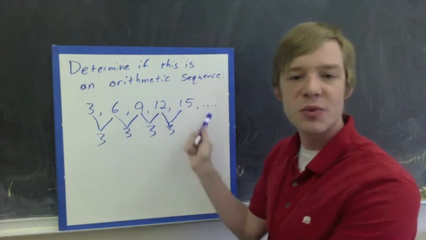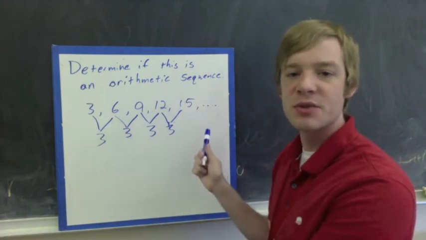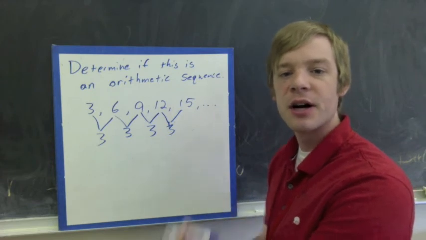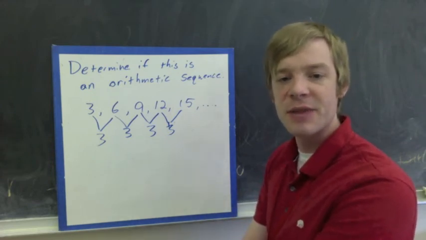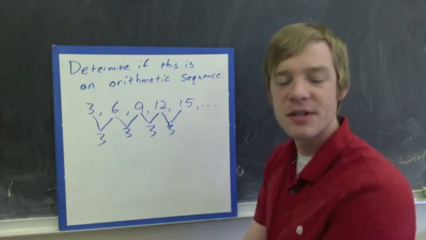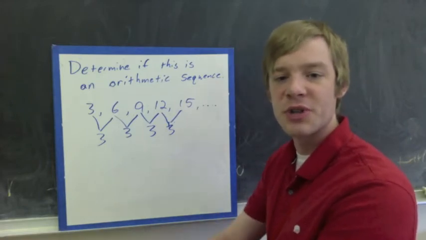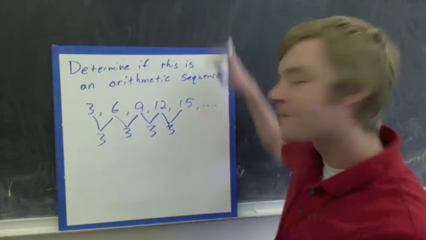So yes, this is an arithmetic sequence right here, because each pair that I subtracted, I got the same result, I got 3. And this is going to let us predict what future terms are going to be with the next type of problem.